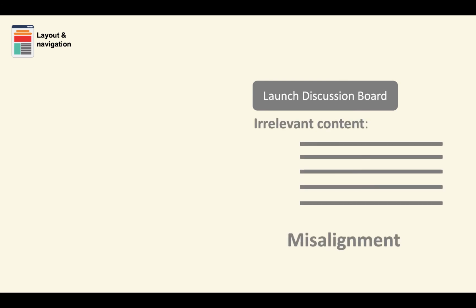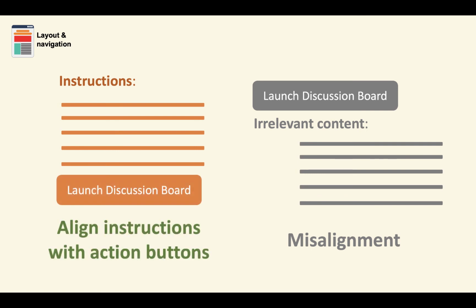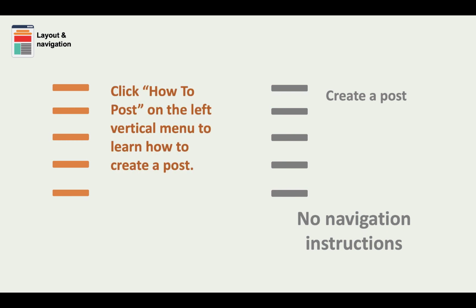Rather than arranging instructions and action buttons out of context, align the instructions with action buttons, so both information and actions are in the same context. Rather than no navigation instructions, provide simple instructions to help users navigate, find content, and determine where they are, and explain what will happen when an action is completed.